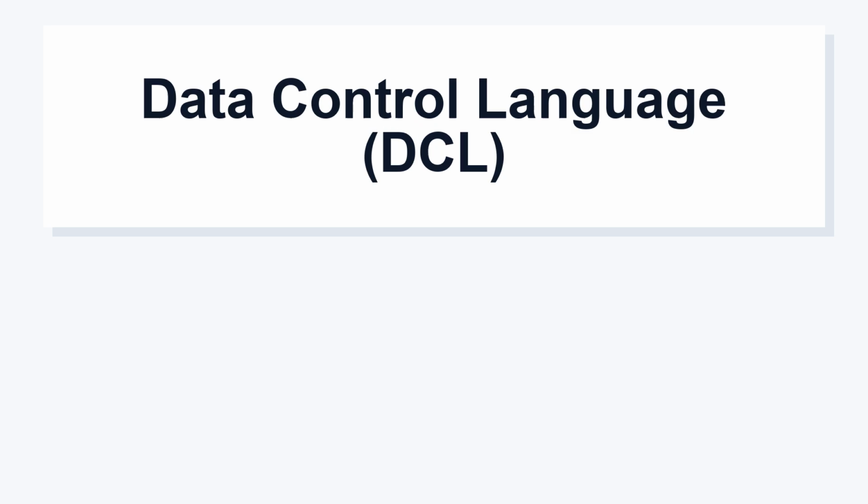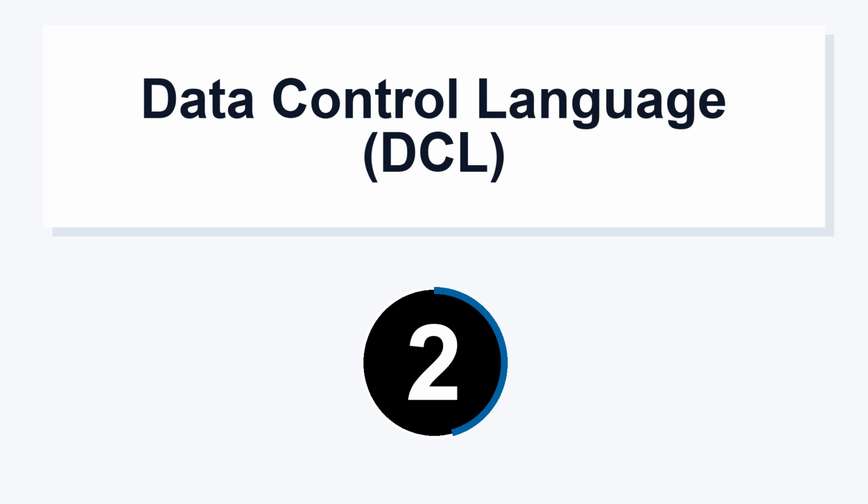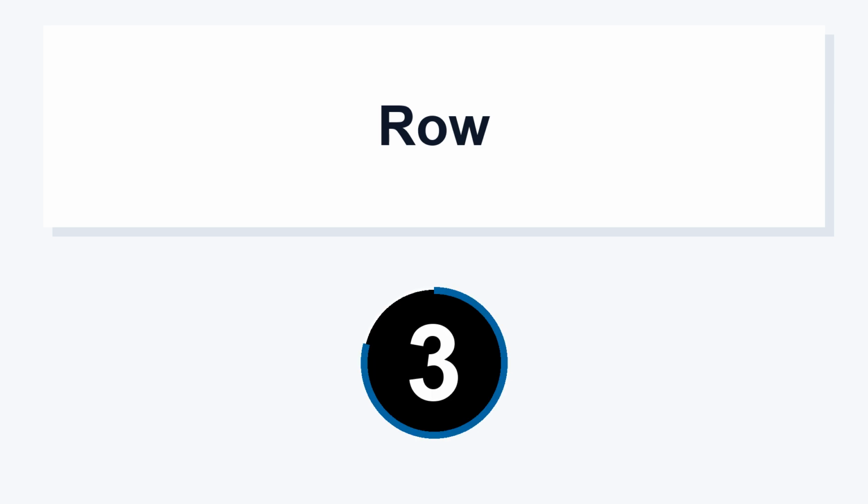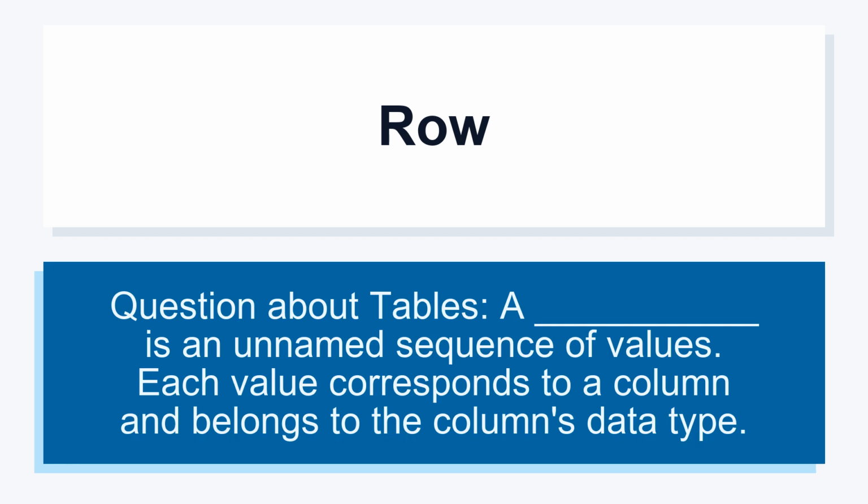Data control language, DCL. SQL sublanguages: this language controls the database user access. Row. Question about tables: a ___ is an unnamed sequence of values. Each value corresponds to a column and belongs to the column's data type.